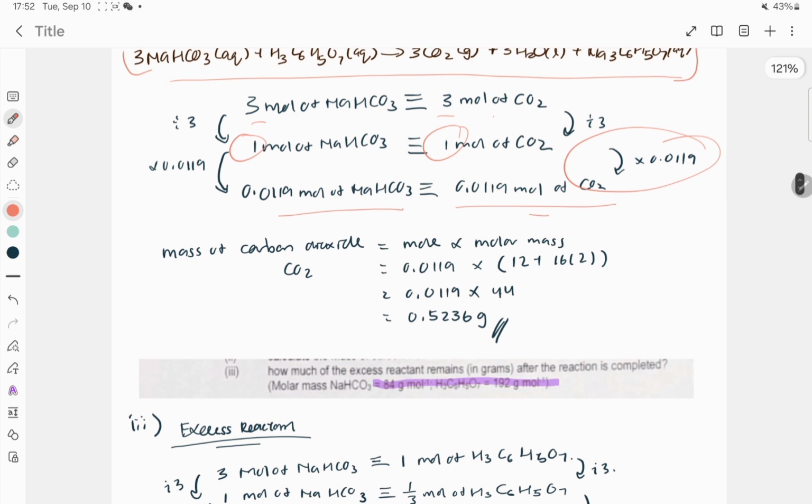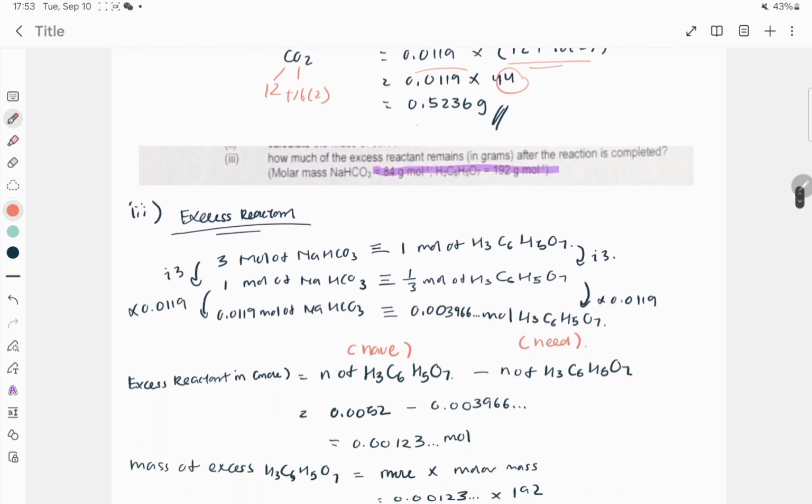So how do we calculate the mass? We simply use our mole and multiply by the molar mass: 0.0119 mole times its molar mass. For C it is 12, and oxygen is 16, but we have 2 of them, so it becomes 44. The final answer will be 0.5236 gram. That's our answer.